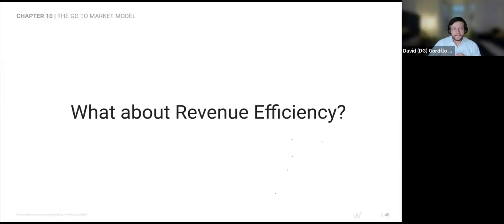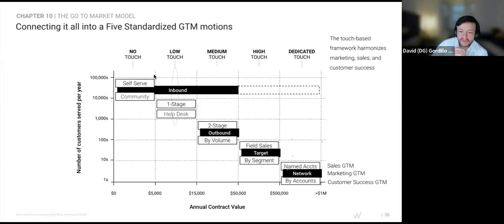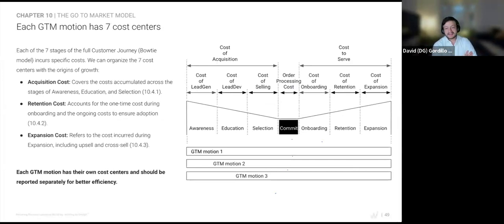First, by applying the go-to-market model, the first thing that you could notice, other than aligning your teams with the expectations of the customers, is that reporting on costs gets very much simplified, because you can have a P&L per go-to-market motion, and given that each has its own P&L, they can have very accurate reporting on cost per acquisition, cost to serve, and even break that down into cost per lead generation, lead development, selling, order processing, onboarding, retention, and expansion.